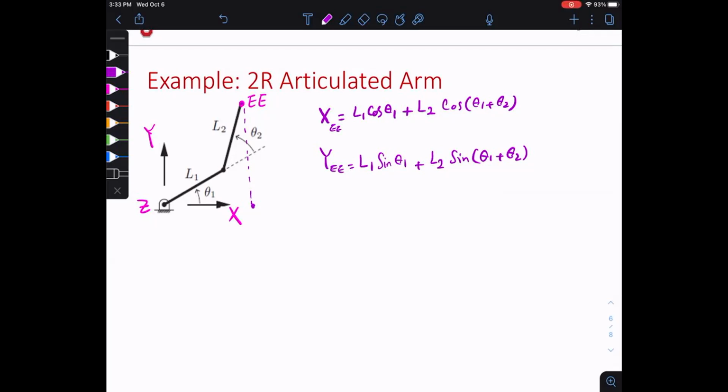So I'm going to help you a little bit with what Q is. Q is theta 1 and theta 2. We're trying to find Jacobian and velocity kinematic.